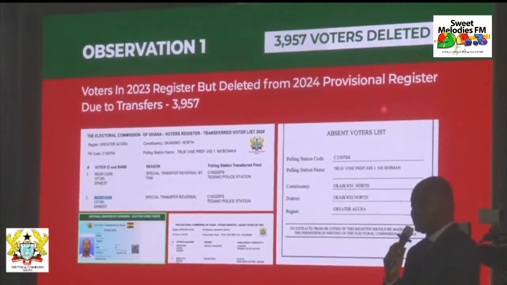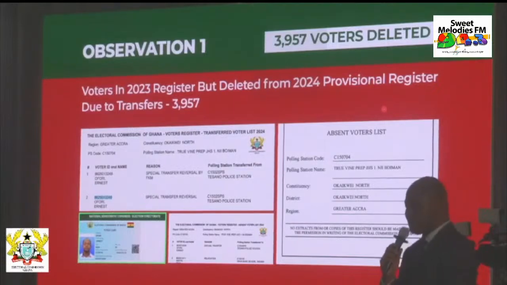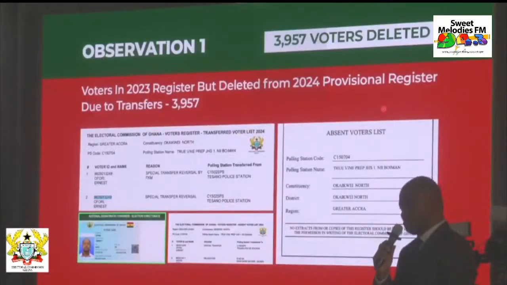So the first issue that they had, which they labeled as observation number 1, was that we had deleted 3,957 voters from the register. Now, this deletion, they said, was due to transfers. In our minds, we can't see how you can delete somebody by transferring them, because transfers are allowed. So you can't delete somebody by transferring them.